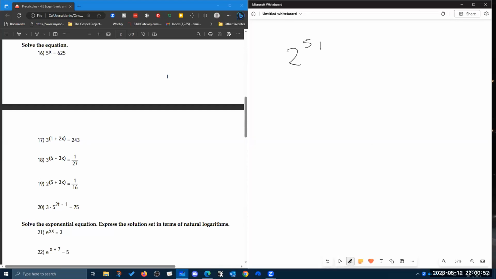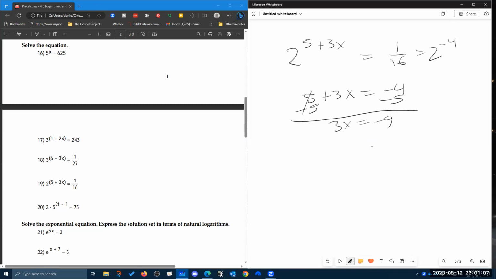2 to the 5 plus 3x is equal to 1 over 16, which is 2 to the negative fourth. Then 5 plus 3x is equal to negative 4. Subtract 5 from both sides. 3x is equal to a negative 9. And x is equal to a negative 3.